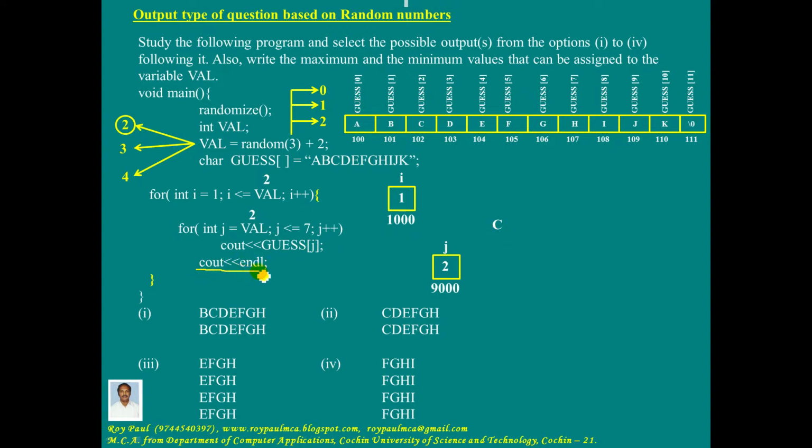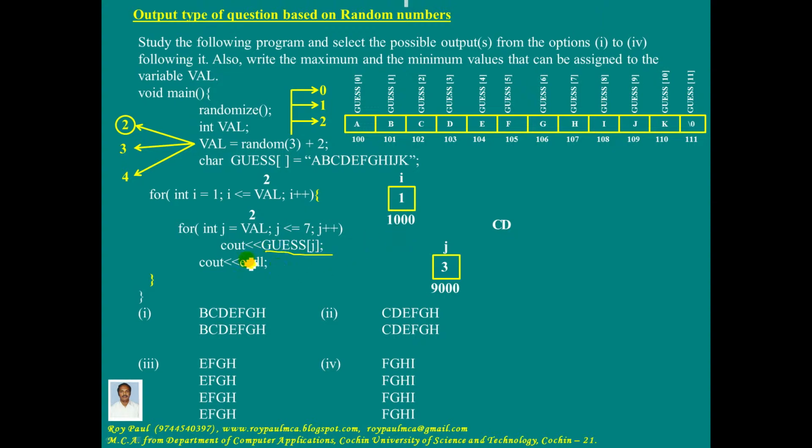Now control will not come here because for the inner for loop there is no opening and closing curly bracket, which means for the inner for loop there is only one statement, this cout statement. So after executing this, control will not come here. After executing this, automatically it comes here, J plus plus. So J becomes 3. Now after this condition checked, so 3 less than or equal to 7, correct, inside. Cout output operator guess of 3 and this is guess of 3, D. So in the monitor you get D.